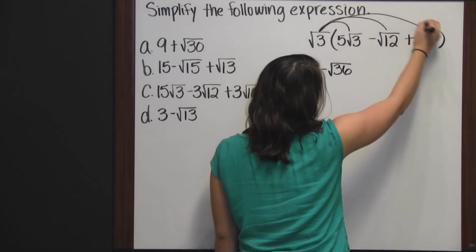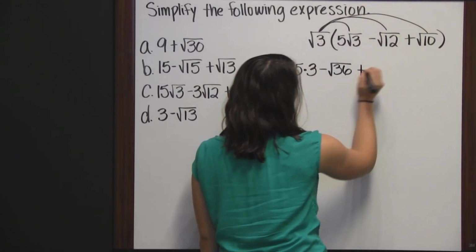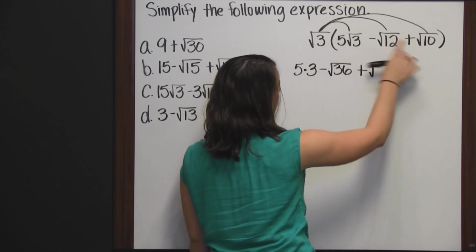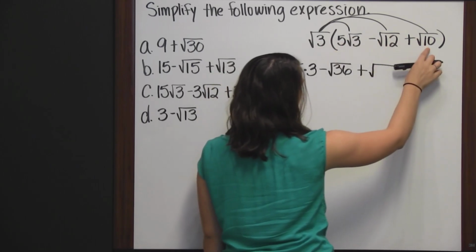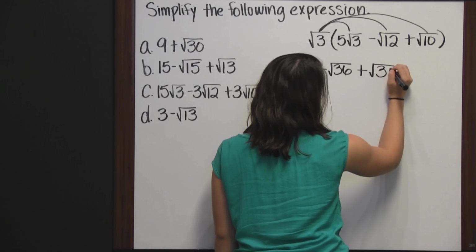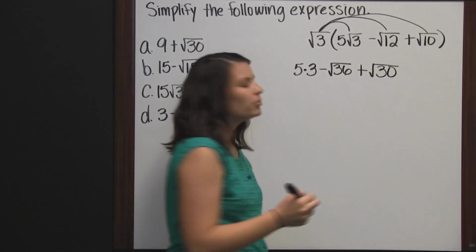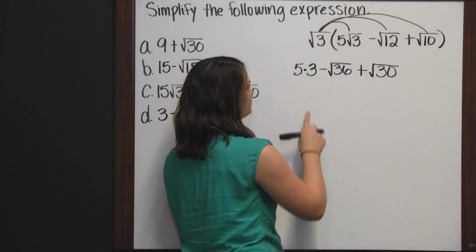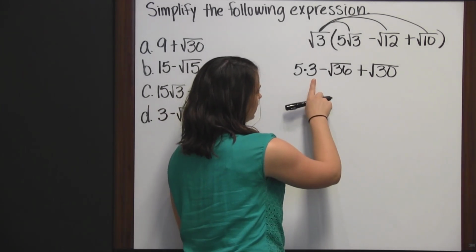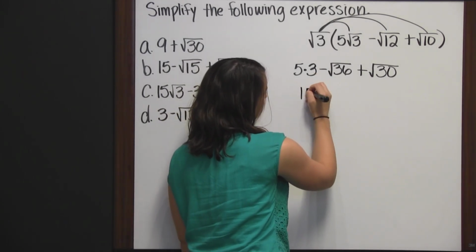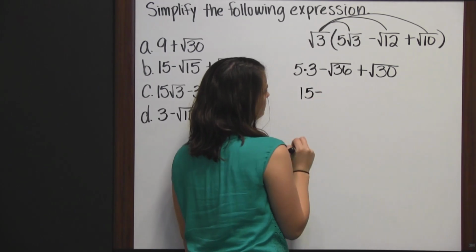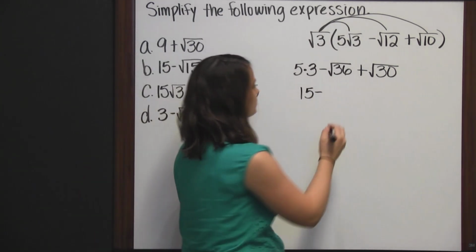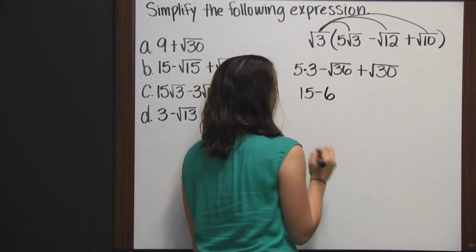And then the square root of 3 times the square root of 10. So again, we're just multiplying our numbers under the radical. 3 times 10 is 30, so the square root of 30. But we're not finished yet because we have some simplifying that we can do. 5 times 3 is 15 minus the square root of 36 is 6, because 6 times 6 is 36.